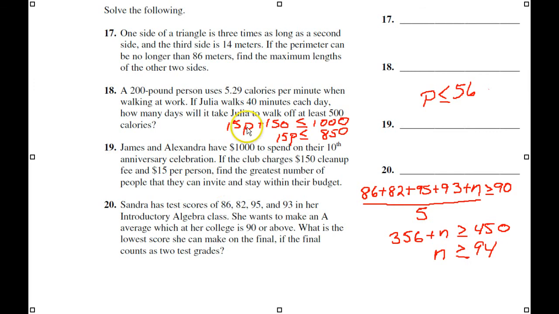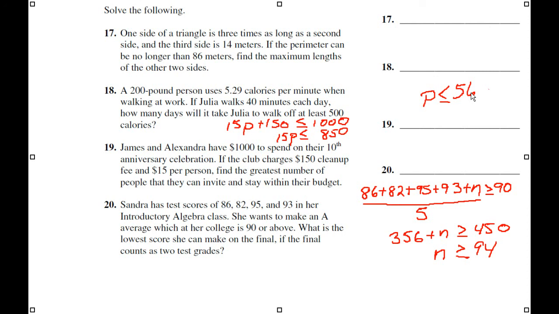Well, it's $15 per person, that's what this is, plus the cleanup fee. So we subtract the cleanup fee from both sides, divide both sides by 15, and it's 56 point something, so the most they could have and stay under budget is 56. Now, here I noticed in the answer key, they said a different number, so that's another little error I spotted.